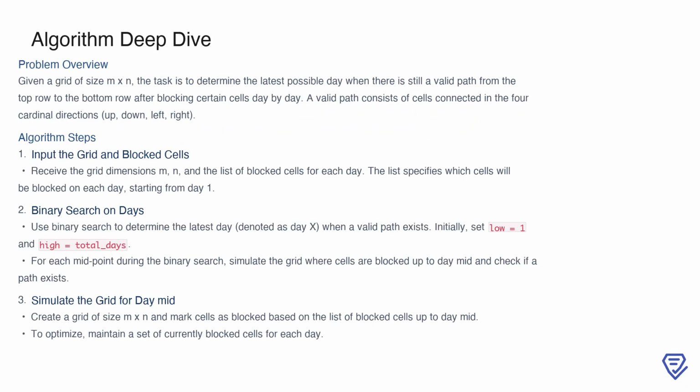To solve this problem, we need to figure out the latest possible day when there is still a valid path from the top row to the bottom row of a grid, despite cells being blocked day by day.